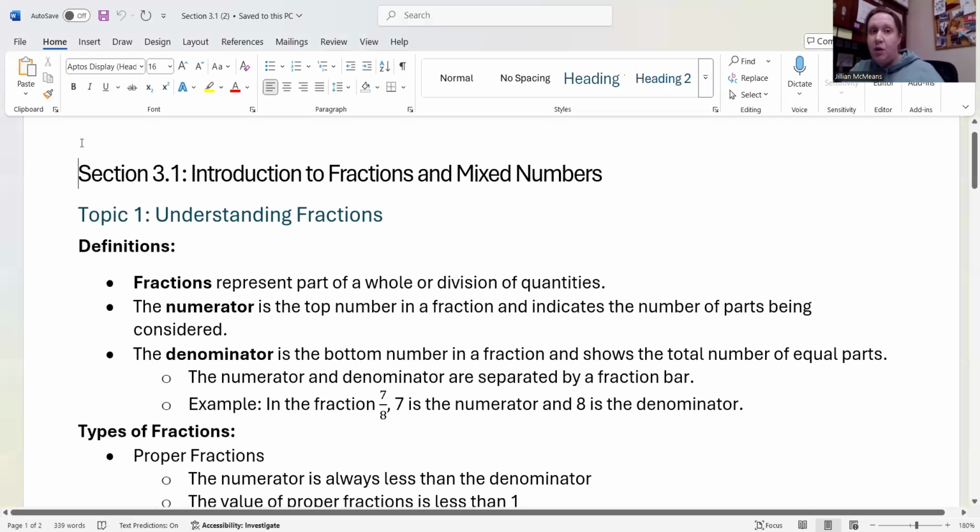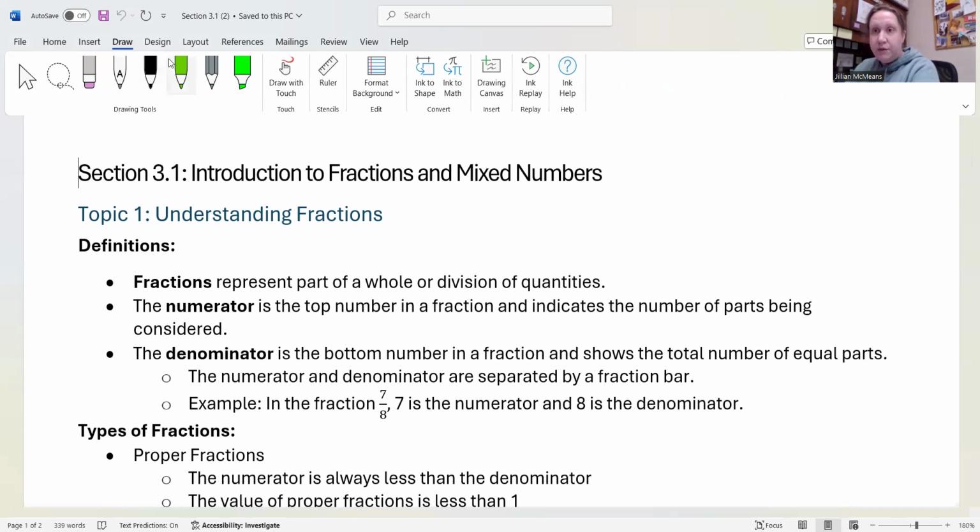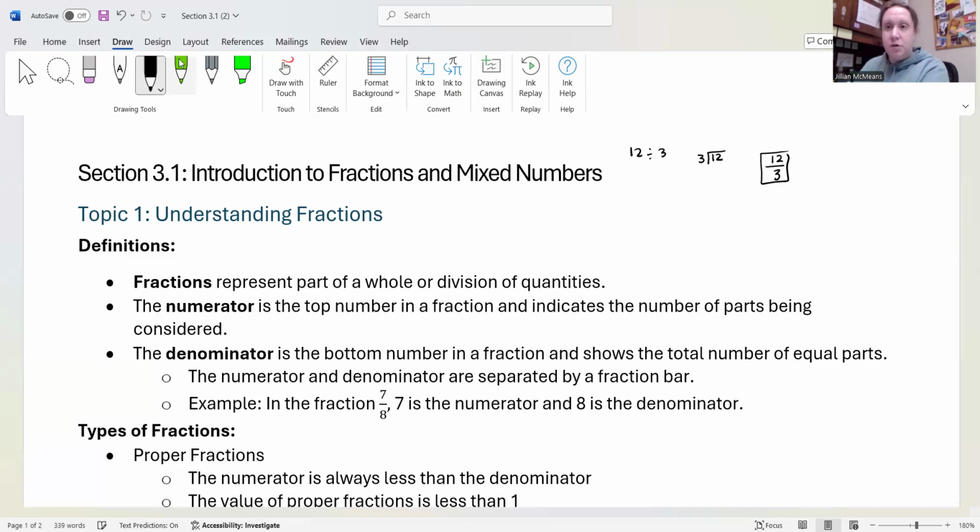So first of all, fractions represent part of a whole or division of quantities. Okay, so we've already seen that. We've seen how we can represent division in several ways. So we could represent division like 12 ÷ 3, or 12 over 3, but even better, as a fraction with 12 on top and 3 on the bottom. So this right here is a fraction. It is a way to represent division of two quantities, okay? So fractions, again, are a way to represent part of a whole. It also represents division of quantities.